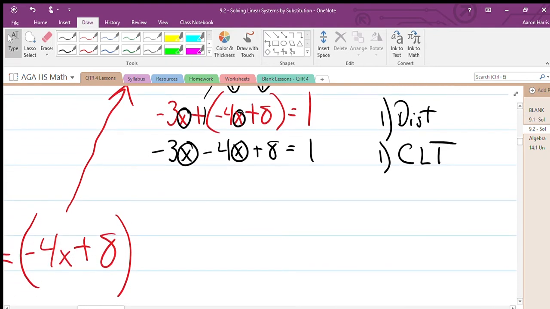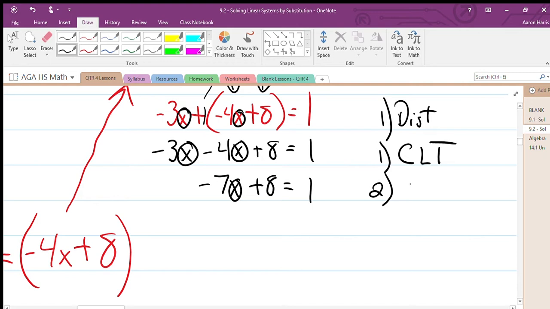So here we go. Negative 3x minus 4x is what? Negative 7x. You got it. And there we go. They're all combined. I'm ready to go. I can move on to step 2. What's step 2 say? Remove all addition and subtraction from where? Near your variable. I see an added 8.